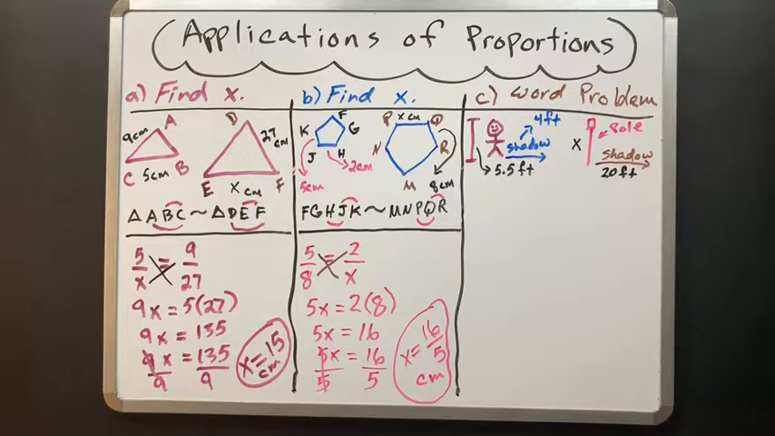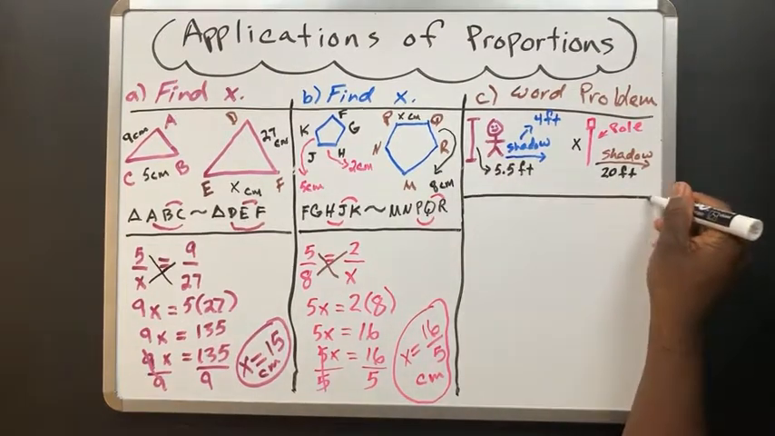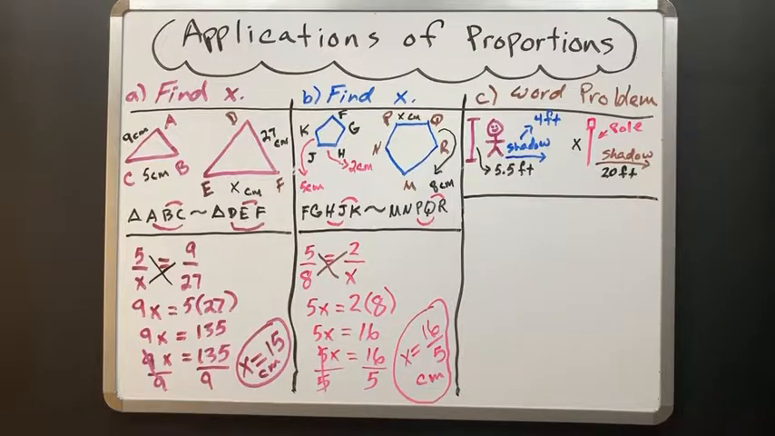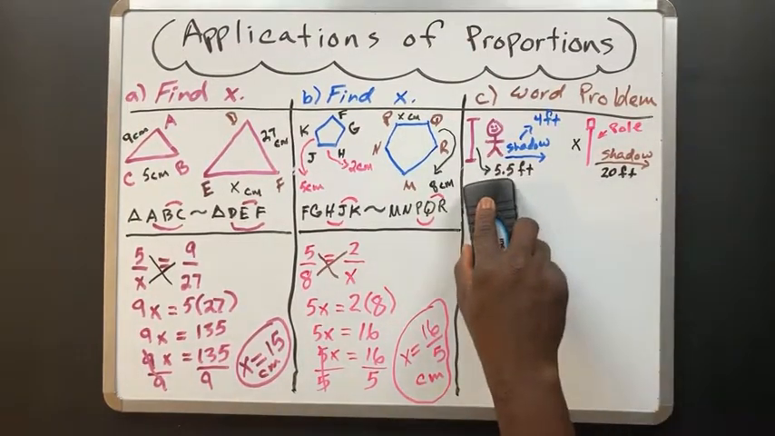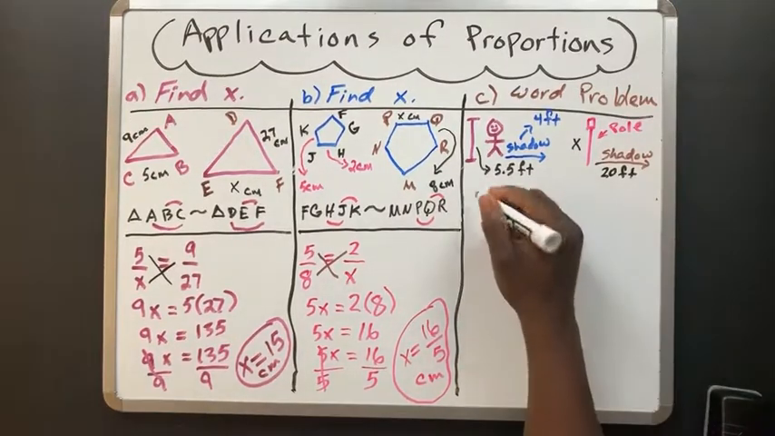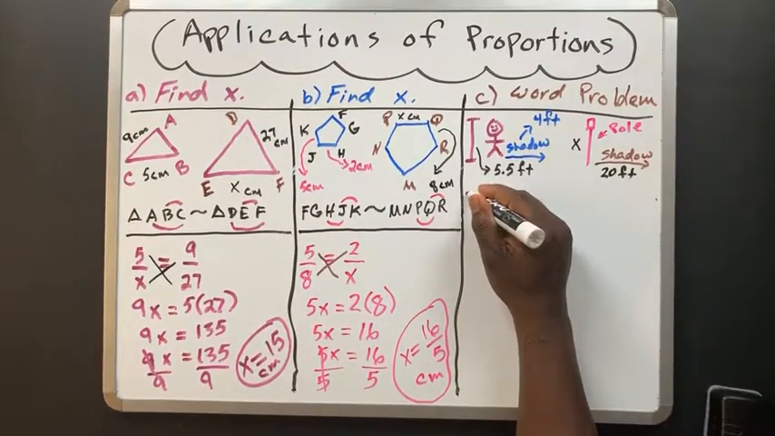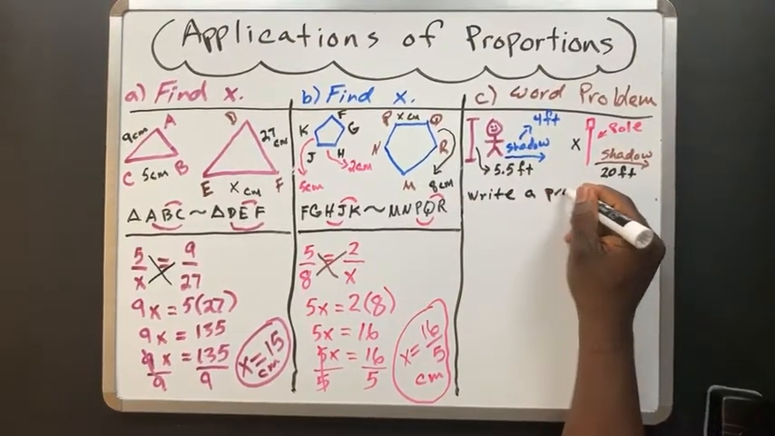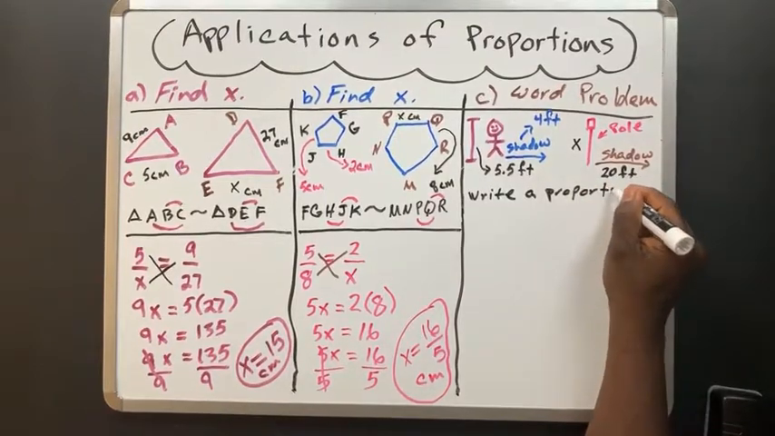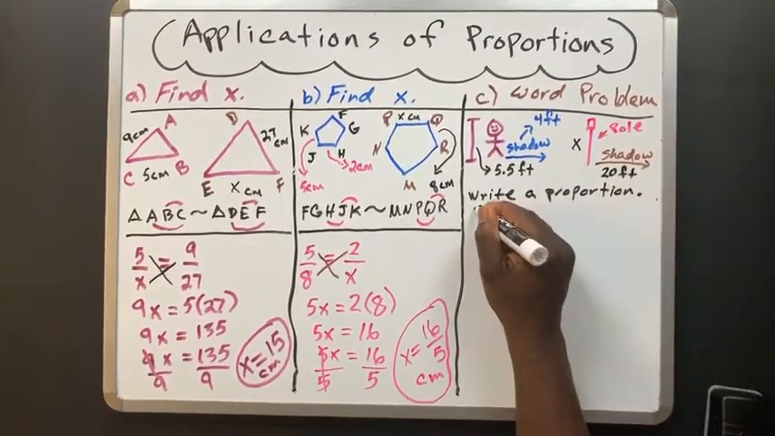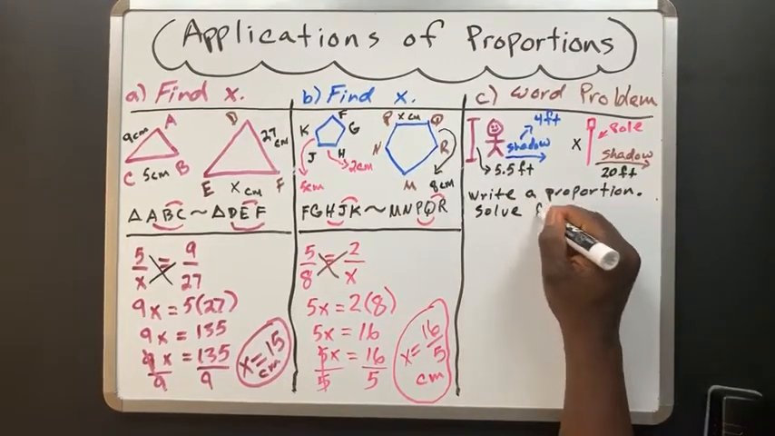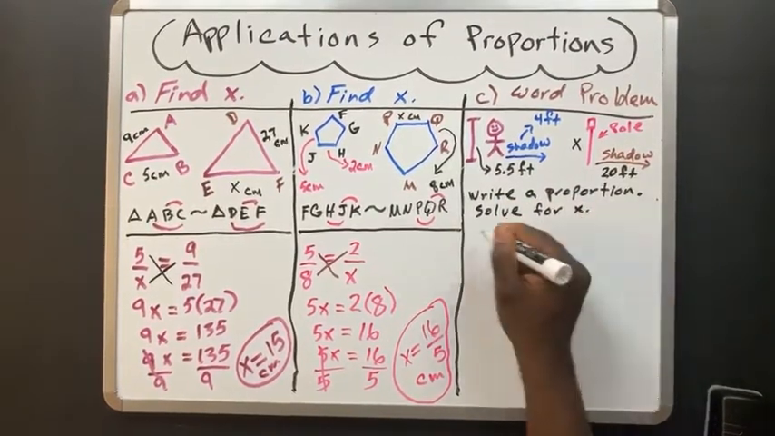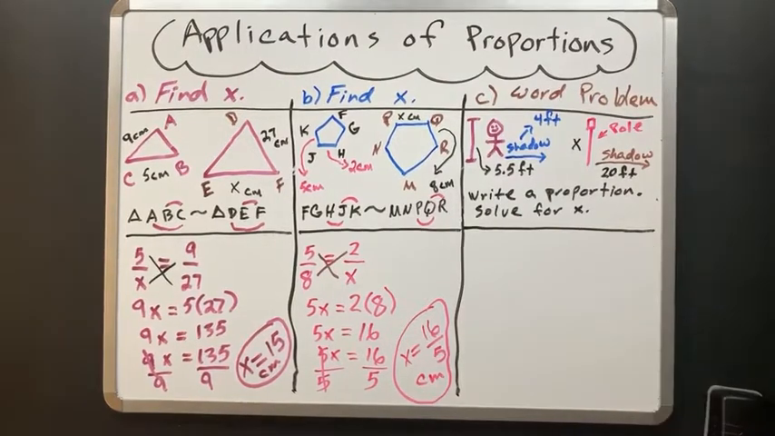All right, so this is the problem. Let me write that down. So we need to write a proportion and then solve for X. Now, all right, make that explicit. Well, here we go. Let's think through this thing.